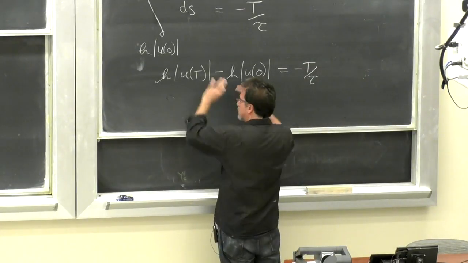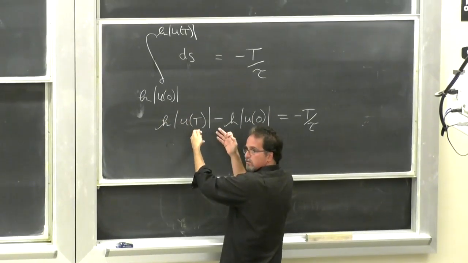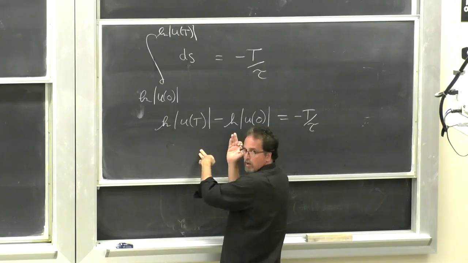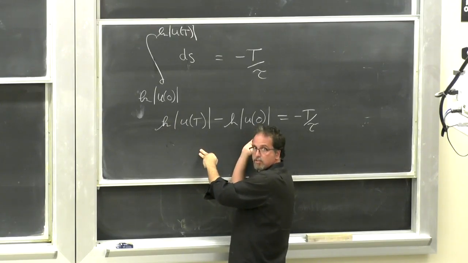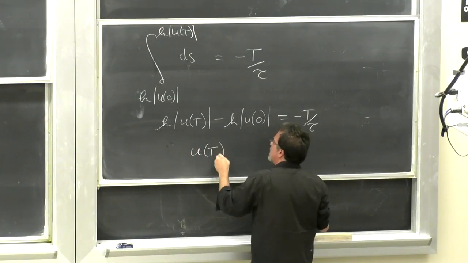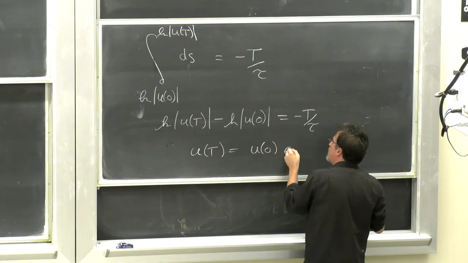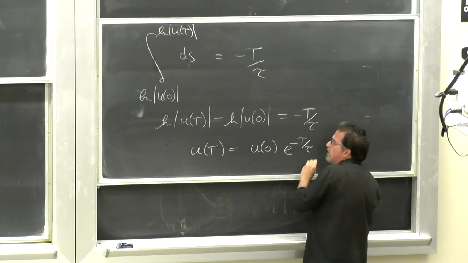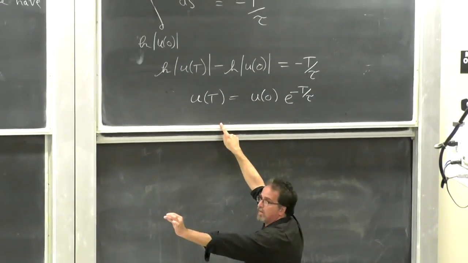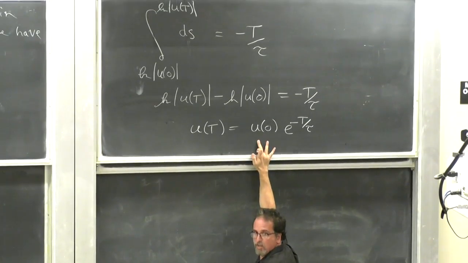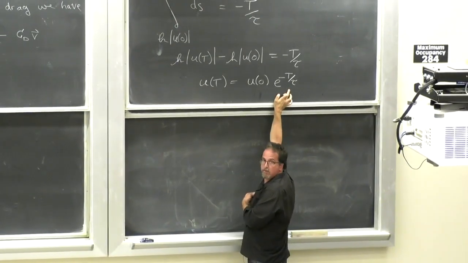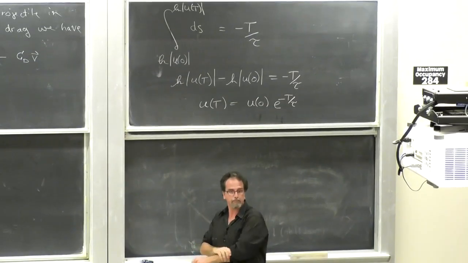Which tells me, you use your rules, right? The difference of natural logarithms is the natural logarithm of the ratio. Take the exponential of both sides. A little bit of algebra. u of T is equal to u of 0 e to the minus capital T over tau. So it says that at a particular later time, your horizontal velocity was your original horizontal velocity times e to the minus the amount of time that's transpired divided by the drag time. It's kind of cool.